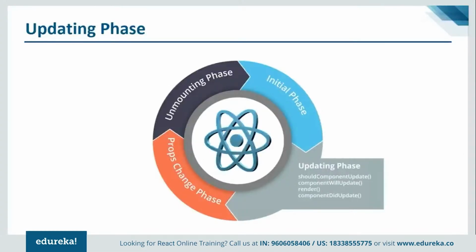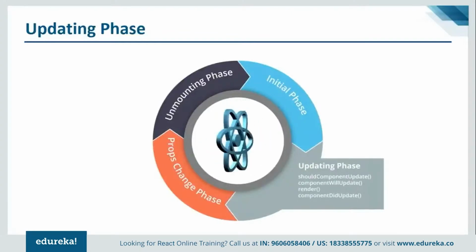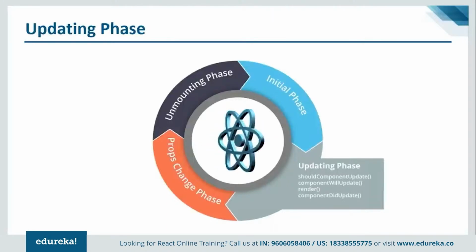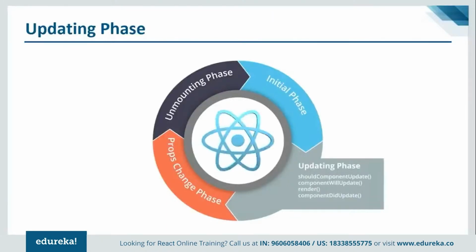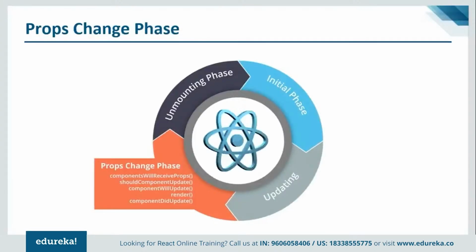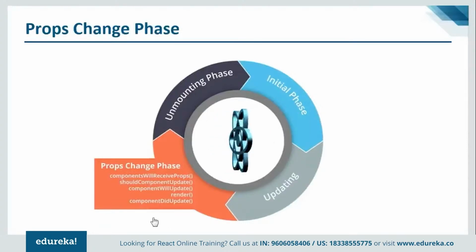Again, the last method we have is the componentDidUpdate method. Now this method gets called after your component updates and the render method has been called. If you need to execute any code after the update takes place, you can put it inside this method. So now let's move on to our next phase, that is the props change phase. After a component has been rendered into the DOM, the only other time the component will update is when a prop changes its value. Now this is when all these methods will be called.